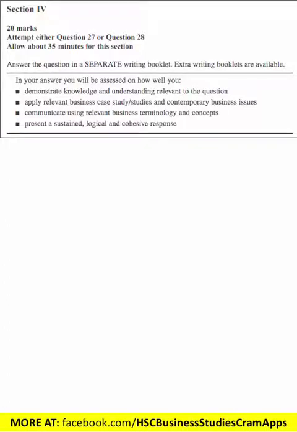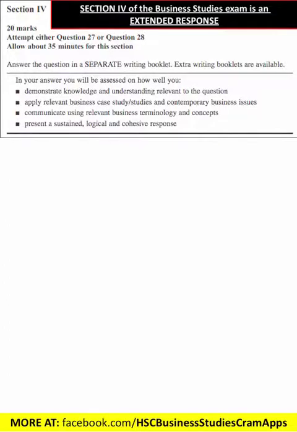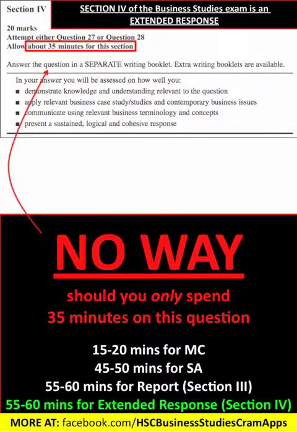Now, Section 4 isn't a business report. It's an extended response, but it doesn't actually say what you need to do. Right at the top, it says it's worth 20 marks. You pick either 27 or 28, so you only do one of these questions. But it says allow about 35 minutes for this section. There is no way that you should only spend 35 minutes on this section.